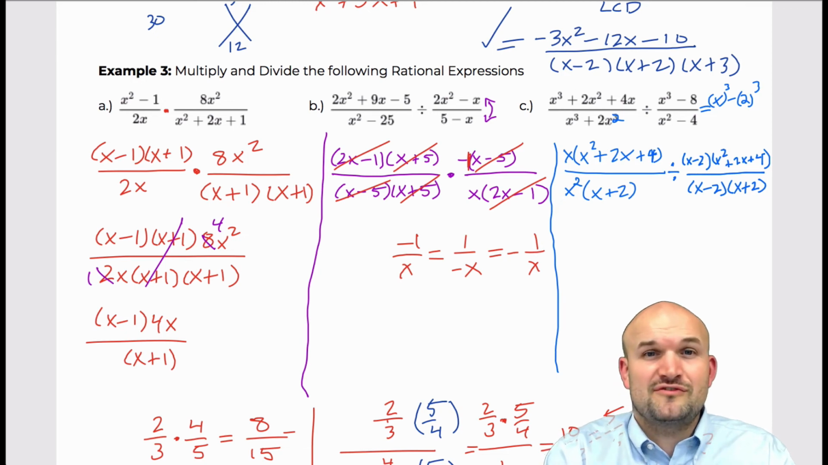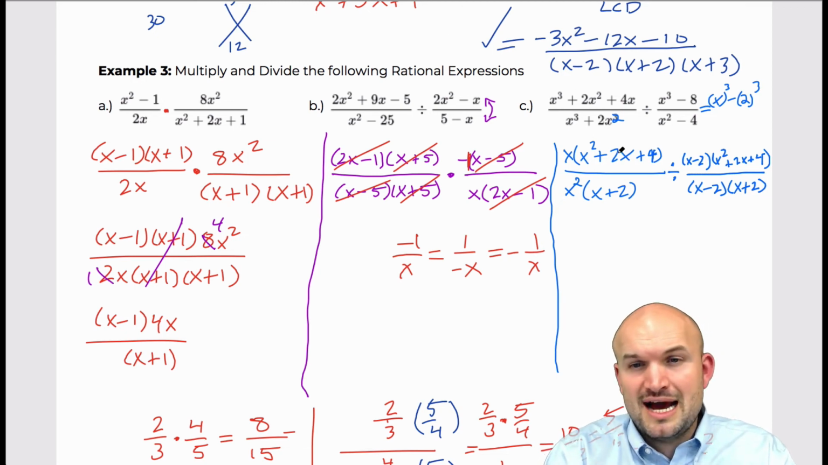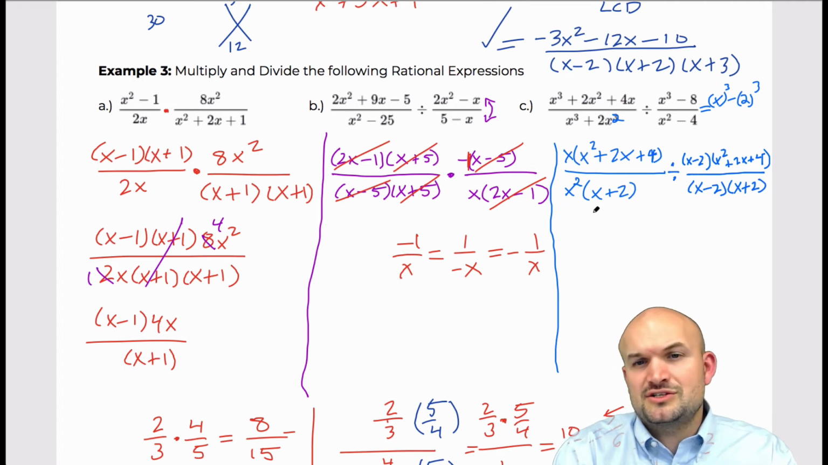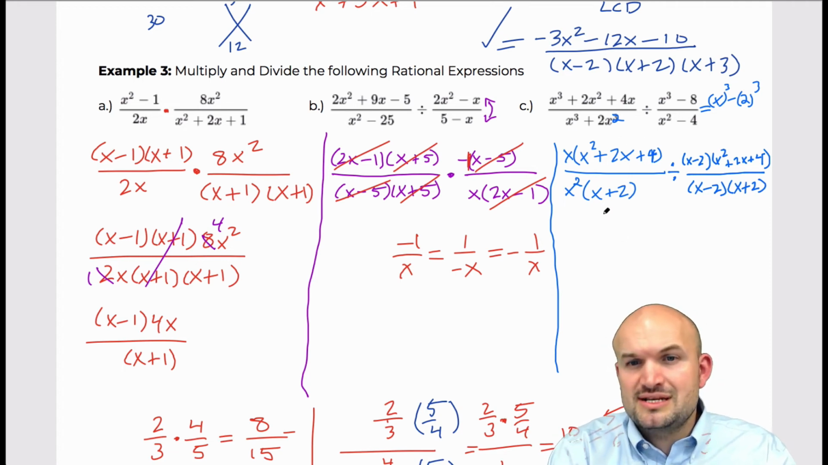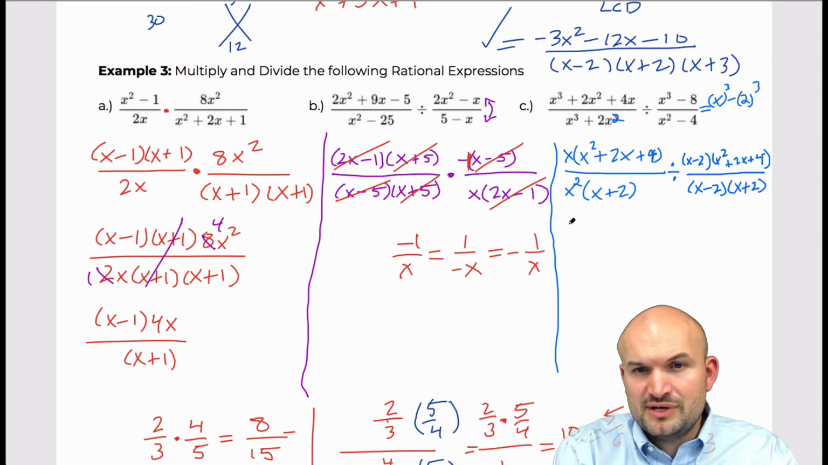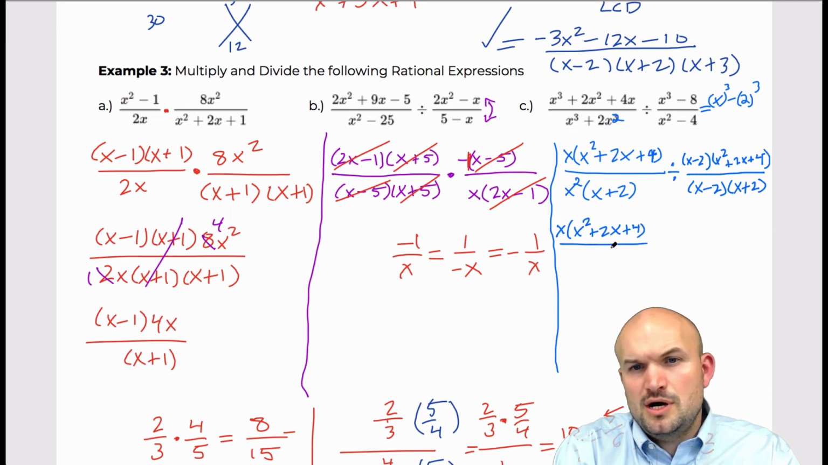So now let's go ahead and flip and reciprocate everything. And I can't factor anything else out of there, actually. I didn't really help myself out. I thought I was going to factor this down, but I couldn't. So let's go ahead and flip and reciprocate. So I'll have x times x squared plus 2x plus 4 all over x squared times x plus 2.